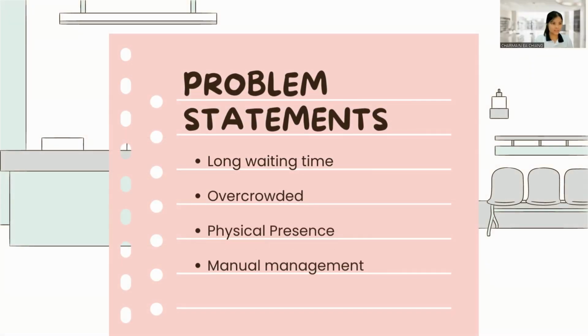The problem statements. The first challenge with the traditional queue process is long waiting time. Patients are required to queue physically and wait in the hospital until their turn. Long waiting time can also result in overcrowding in the waiting areas. Another drawback with the hospital queue is the requirement for physical presence, which is very inconvenient. Lastly, patient records were managed manually, so a significant number of staff were required to find the patient record manually and get them into the queue.